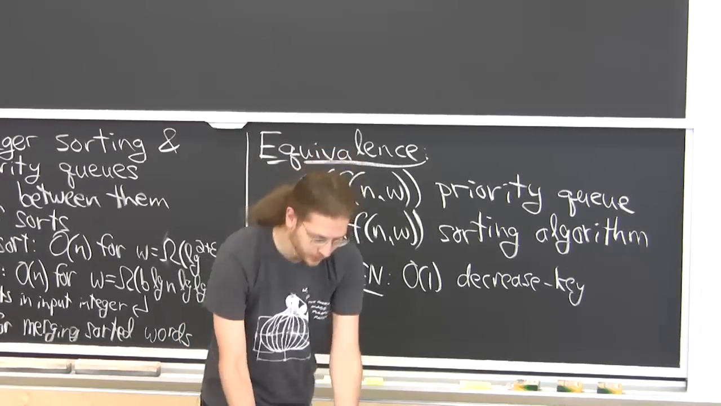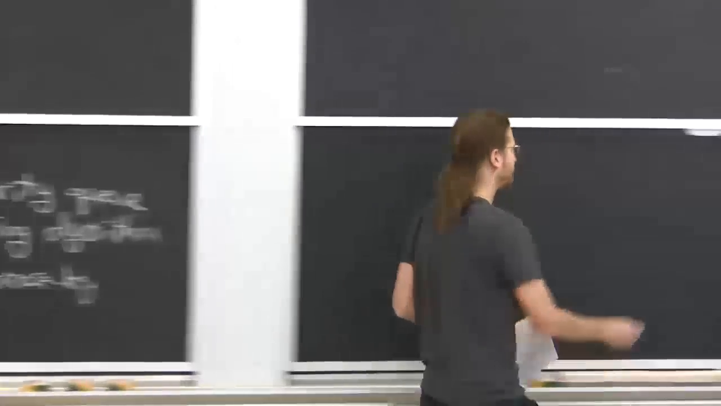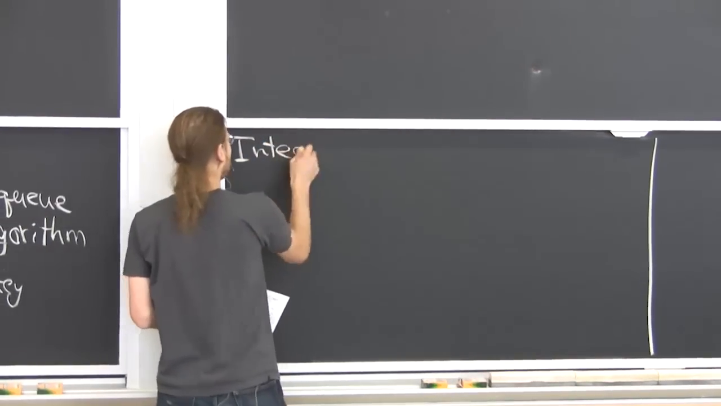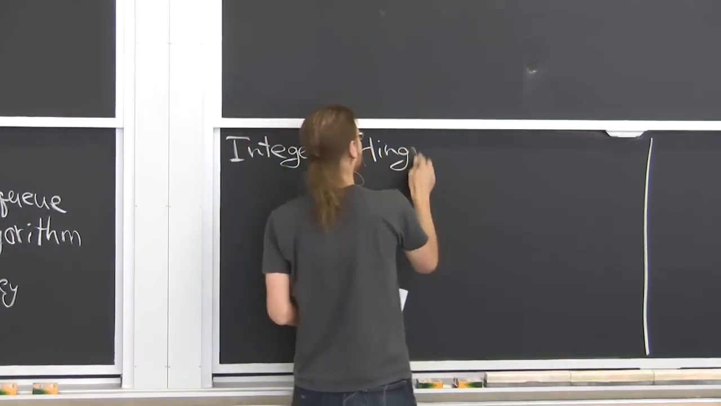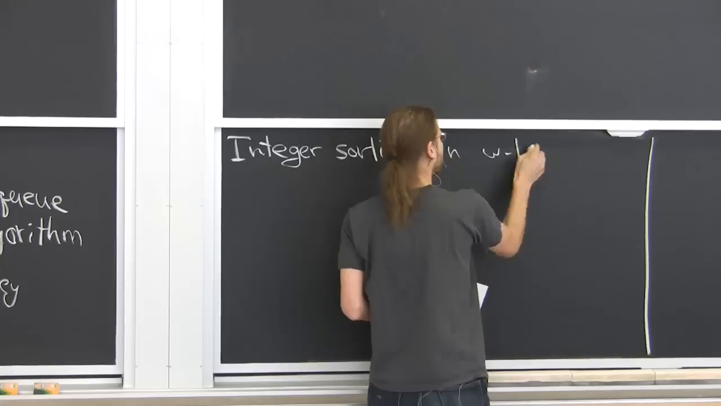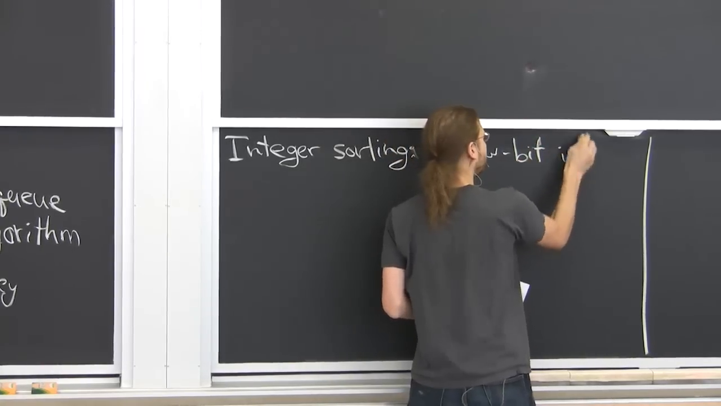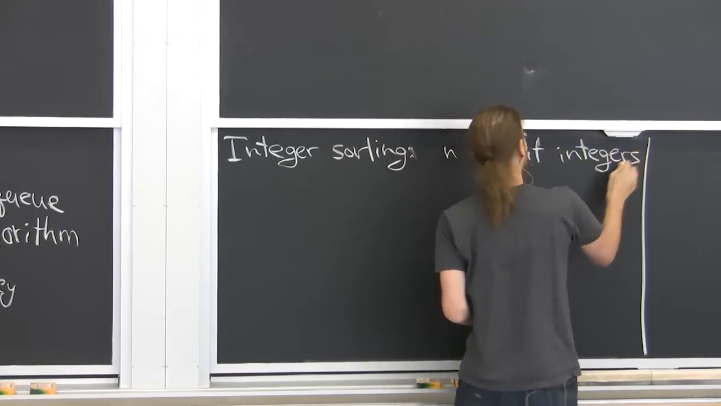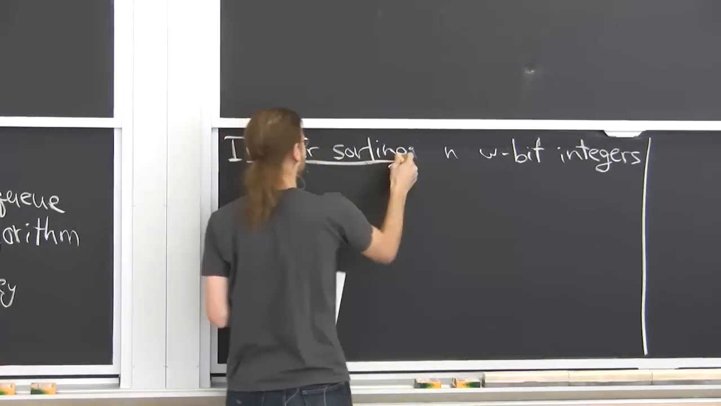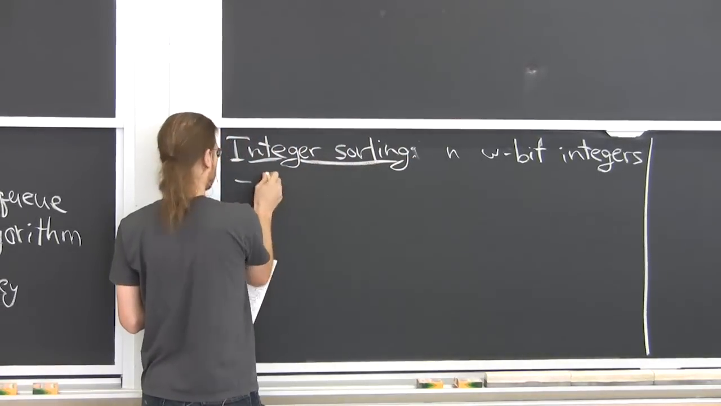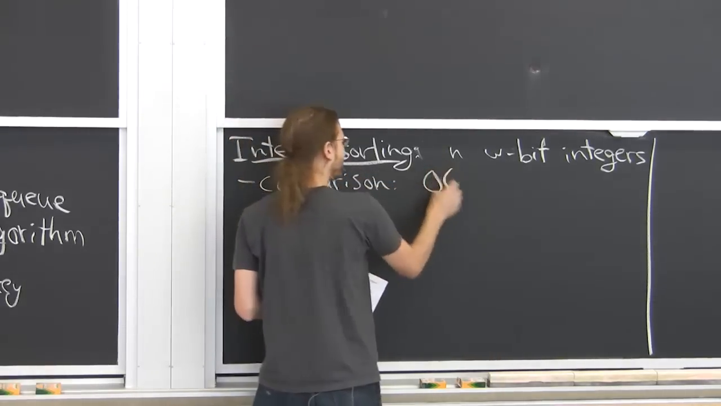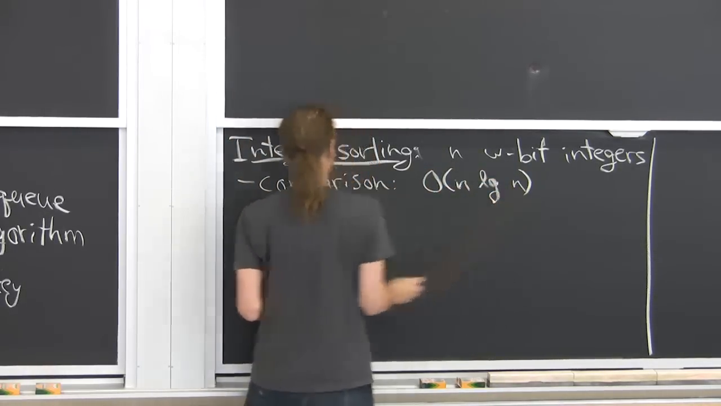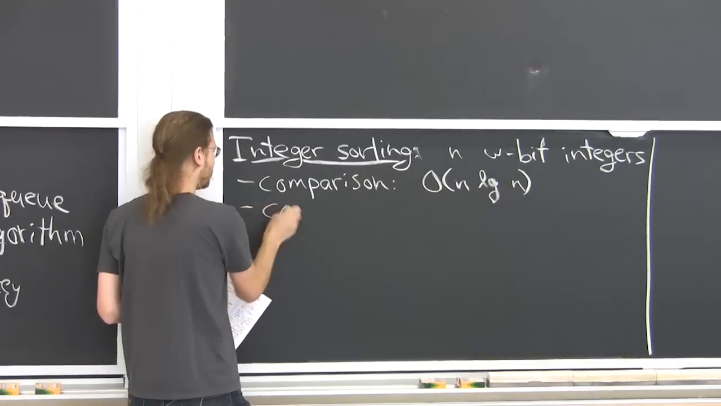Cool. So let me tell you some bounds about sorting. So we have n w-bit integers, and you take any of these bounds, divide by n, you get the priority queue bound, the best that we know. So of course, there's comparison sorting, which takes n log n. Okay, so that's an upper bound. We're trying to beat that. Try to get rid of the log.